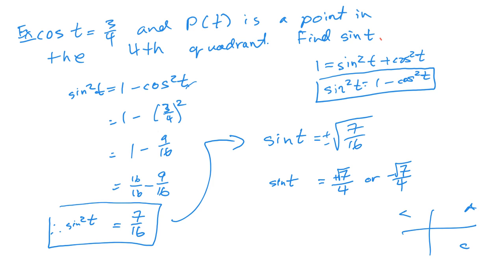C-A-S-T. In the CAST rule, our point is in this quadrant, because cosine is only positive in this quadrant, so sine cannot be positive here. So sine of t is equal to negative root 7 over 4. And we're done.